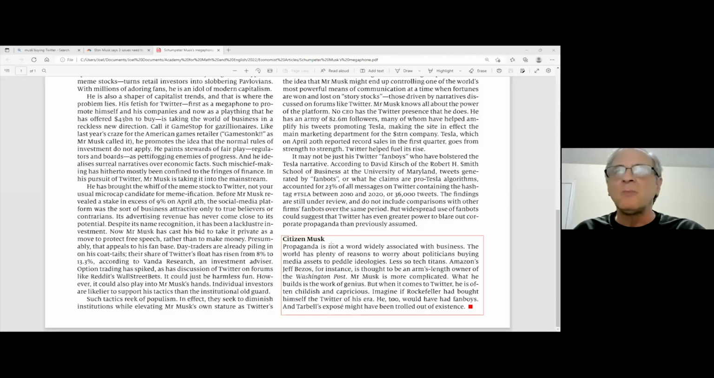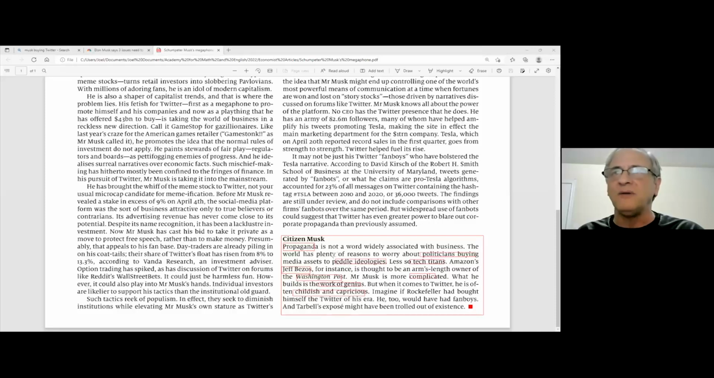Citizen Musk. Propaganda is not a word widely associated with business. The world has plenty of reasons to worry about politicians buying media assets to peddle ideologies, less so tech titans. Amazon's Jeff Bezos, for example, is thought to be an arm's length owner of the Washington Post. Mr. Musk is more complicated. What he builds is a world of genius, but when it comes to Twitter, he is often childish and capricious. Imagine if Rockefeller had bought himself the Twitter of his era. He too would have had fanboys, and Tarbell's expose might have been trolled out of existence.